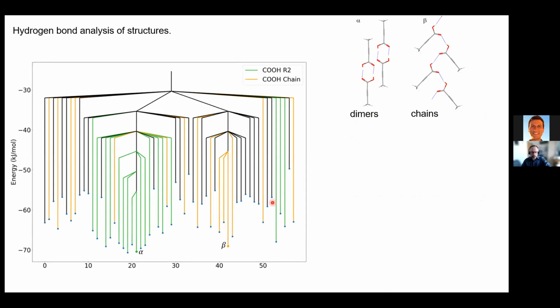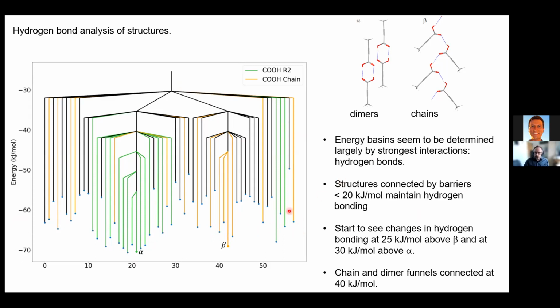And so what we did is we characterized all the local minima, so all the branches on this disconnectivity tree, according to the hydrogen bonding that you have in the endpoint, the local minimum. And what you see is that there's actually quite a nice correlation between hydrogen bonding motif and the funnel in which a structure sits. So above alpha, everything up till the point where you get up to here has a consistent hydrogen bonding. Hydrogen bonds are not needing to be broken, and that's why energy barriers between these structures are low. Once you get to this point, you need to start breaking hydrogen bonds to get to these other structures.